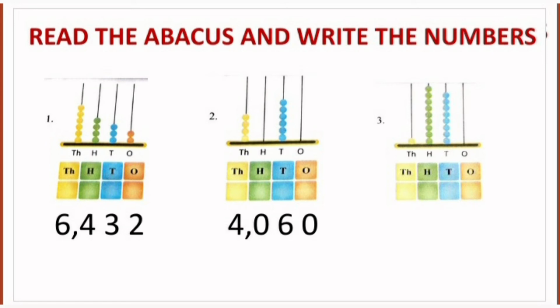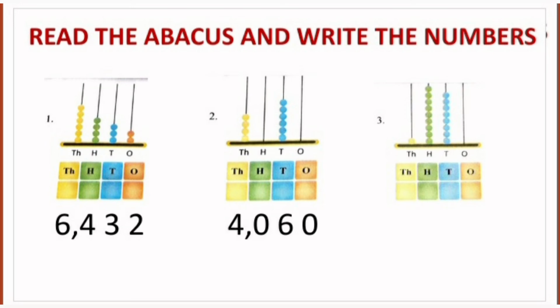In ones rod, no bead is shown, so it's 0. In tens rod, you can see 6 beads are shown, so it's written 6. In hundreds rod, no bead is given, so it's 0. And in thousands rod, you can see 4 beads, so it's written 4. So the number becomes 4060.